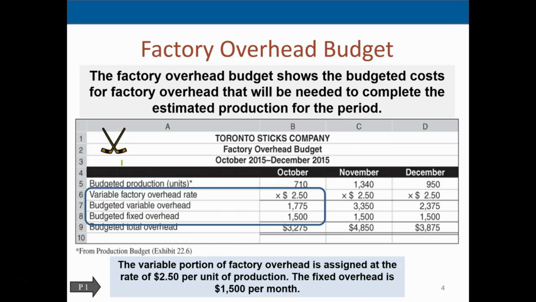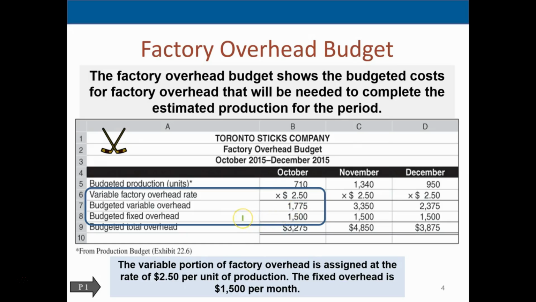Again, we're going to have to take the book's word for it in this case. Obviously, that calculation, we have to figure out what is the variable portion. But once that has been done, then all we need to do is take the budgeted production in units again, how many units we're going to produce, and multiply it times that variable rate that we have been given. That will give us the budgeted variable overhead for each month.